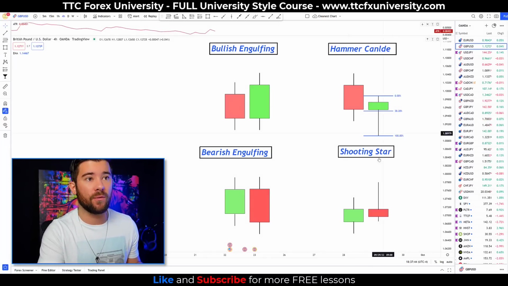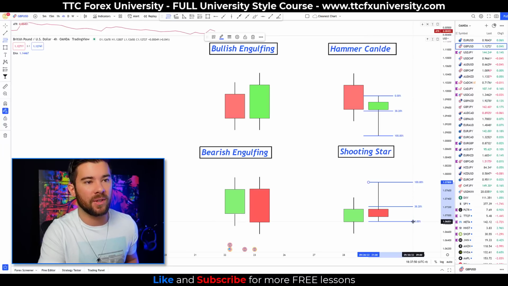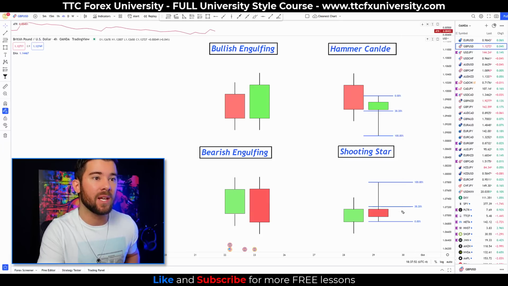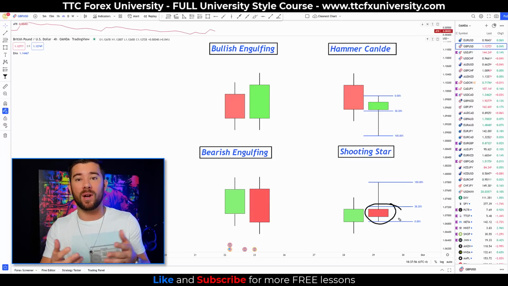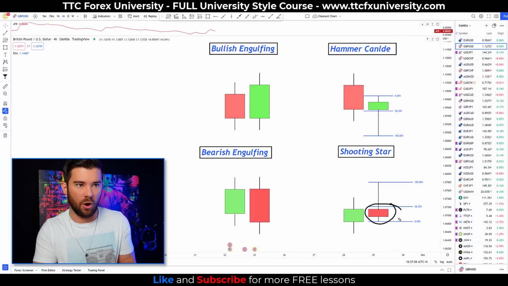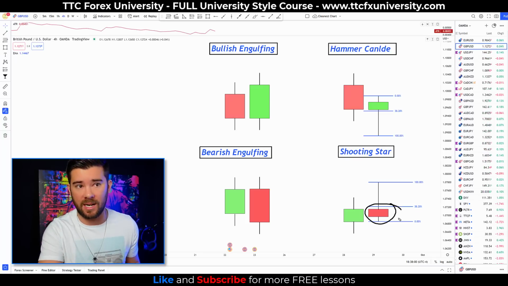And then also for a shooting star, it's exactly the opposite. I'm pulling a Fibonacci retracement from the high of the candle down to the low of the candle, as long as the entire body of the candle is below the 38.2% retracement. I have what I consider a valid shooting star. The color of these candles does not matter. This could be green and this could be red.